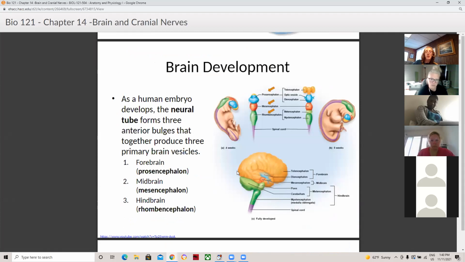So the brain in early development forms from a neural tube that forms 3 bulges. And each one of these bulges is going to produce a vesicle: the prosencephalon, the mesencephalon, and the rhombencephalon. Pro meaning the forerunner, mes meaning the middle, and rhombencephalon meaning the back or the tail. So the forebrain is going to be formed from the prosencephalon, the midbrain is going to form from the mesencephalon, and the hindbrain is going to form from the rhombencephalon.